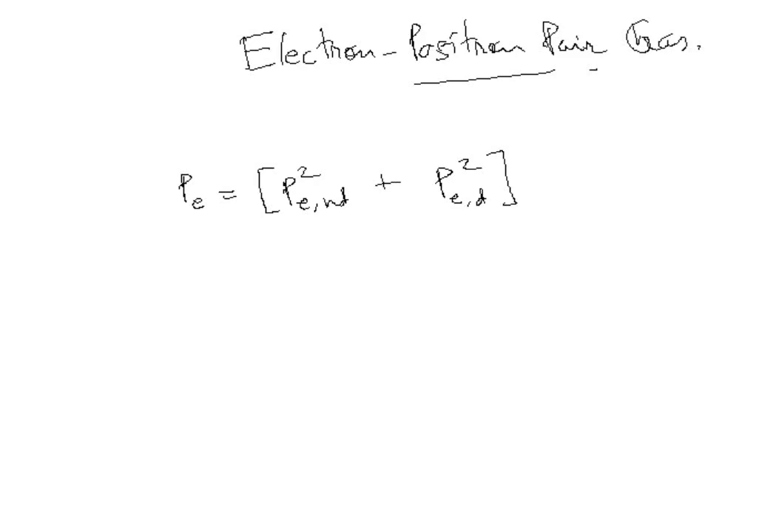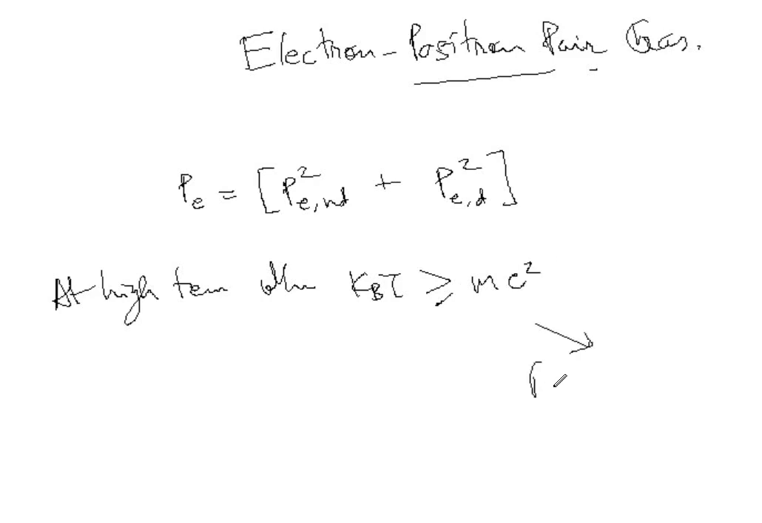And what happens at the low temperature? Now at very low temperature, gas is no longer fully ionized, and again the evaluation of the number of nucleons per electron becomes complicated. At high temperature, you see, when kBT is greater than or equal to mc square, we have relativistic electrons.